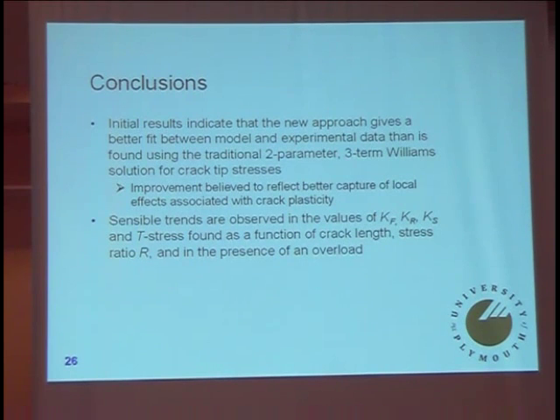So the conclusions are that this new approach apparently gives a better fit between the model and experimental data than you find using K and T. Improvements are believed to reflect better capture of local effects associated with crack tip plasticity and crack wake plasticity. And we apparently get sensible trends for Kf, Kr, Ks and T stress as a function of crack length, stress ratio R, and indeed in the presence of an overload. So this is work in progress, but it is trying to say K doesn't work, why it doesn't work because of local plasticity, how can we make it work better, and we're trying to do that.